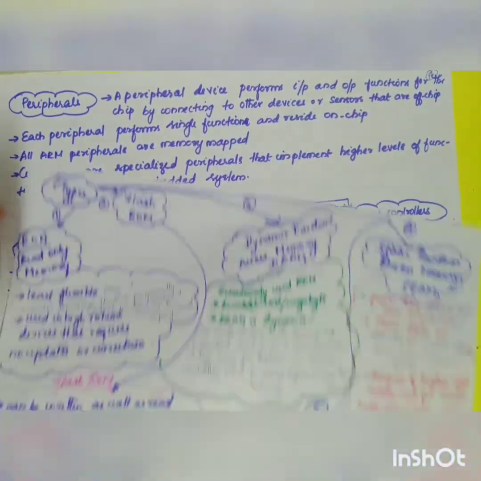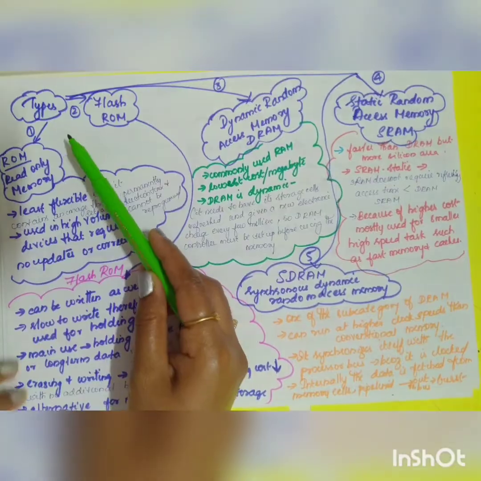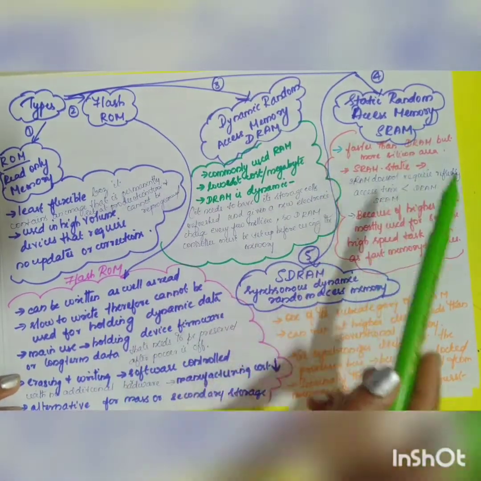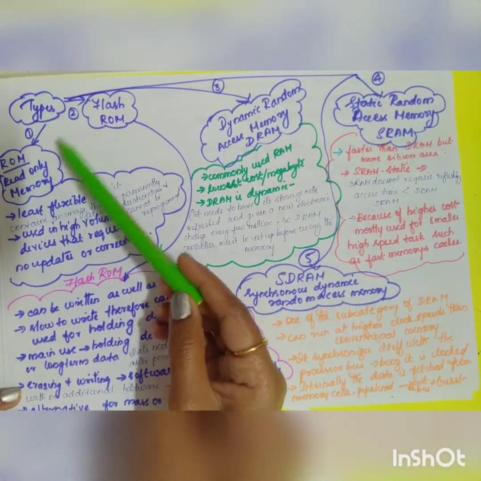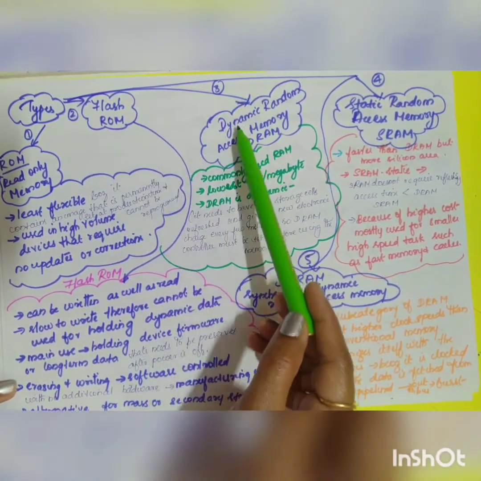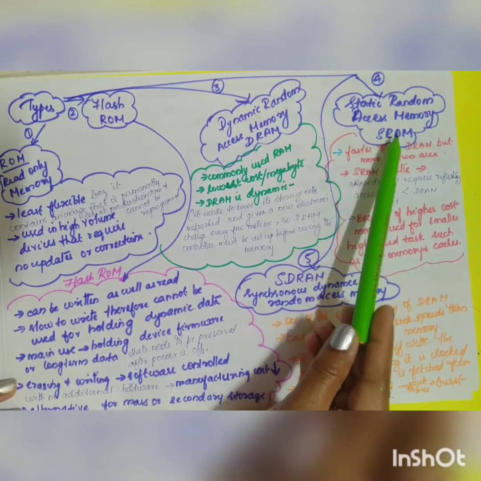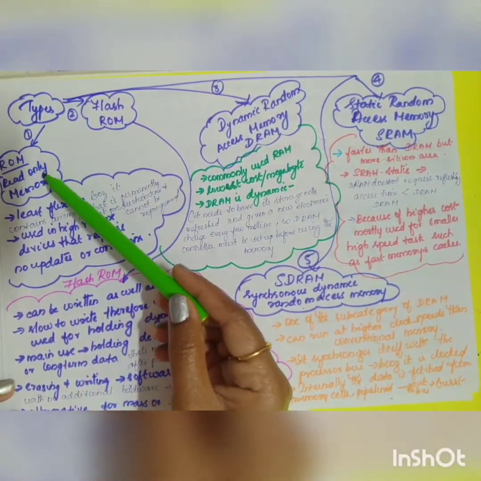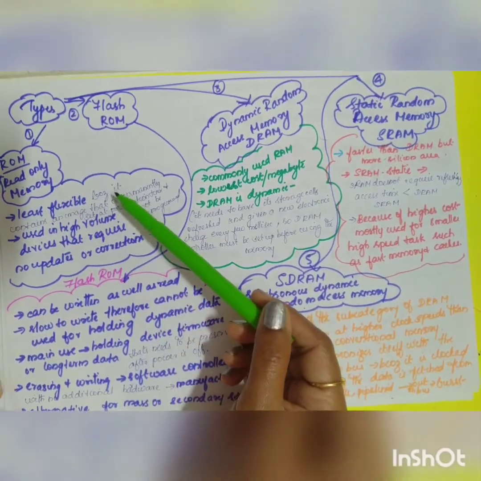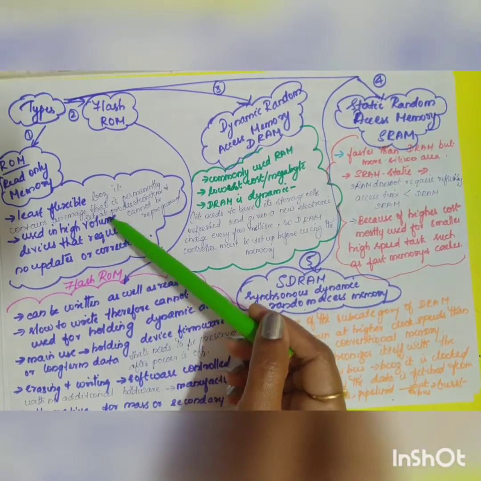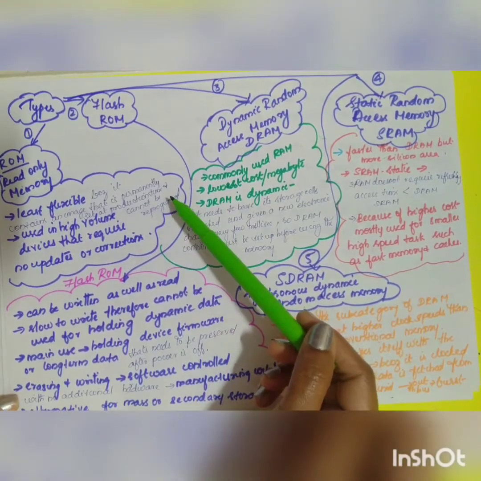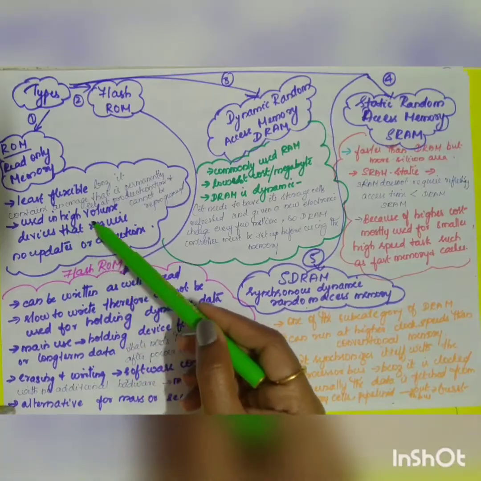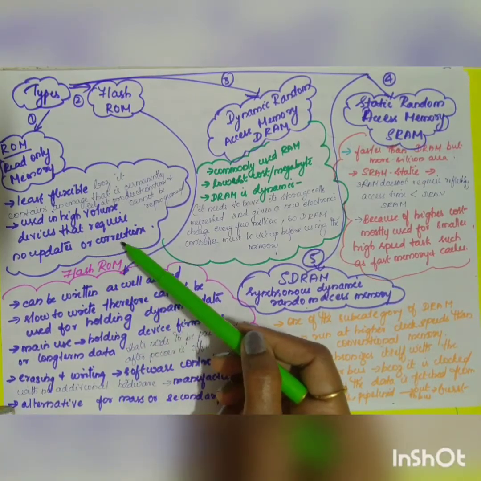And the last type of characteristic is your type. So you are going to study five different types. One is your ROM, second one is your flash ROM, third one is going to be your DRAM, fourth one SRAM, and the fifth one is going to be your SDRAM. So ROM, you know that it is read-only memory. So it is least flexible because it contains an image that is permanently set at the production time and cannot be reprogrammed. So it is used in high volume devices that require no updates or correction.